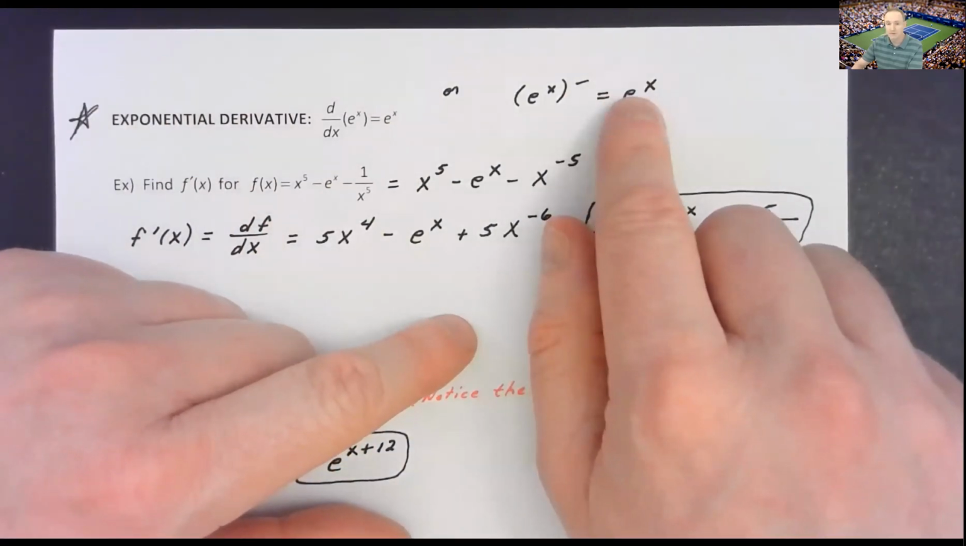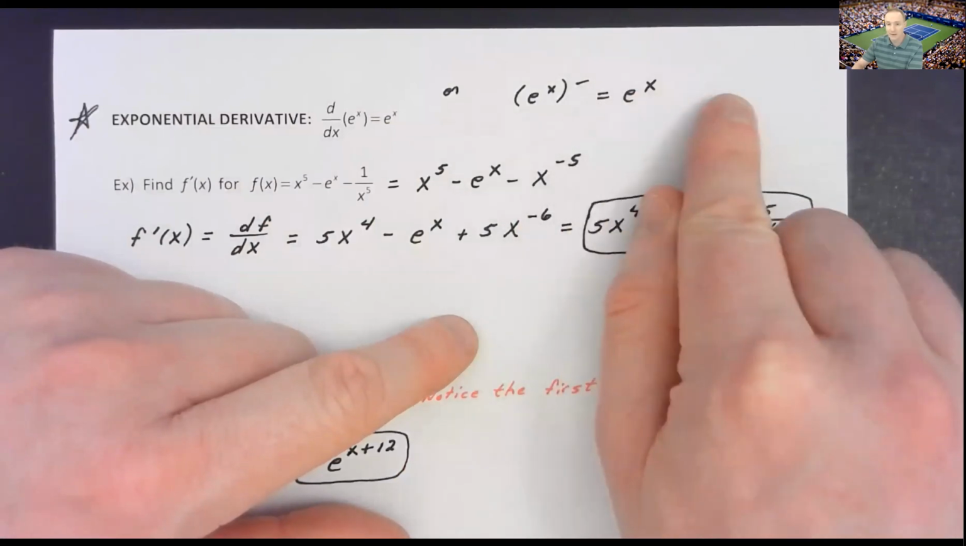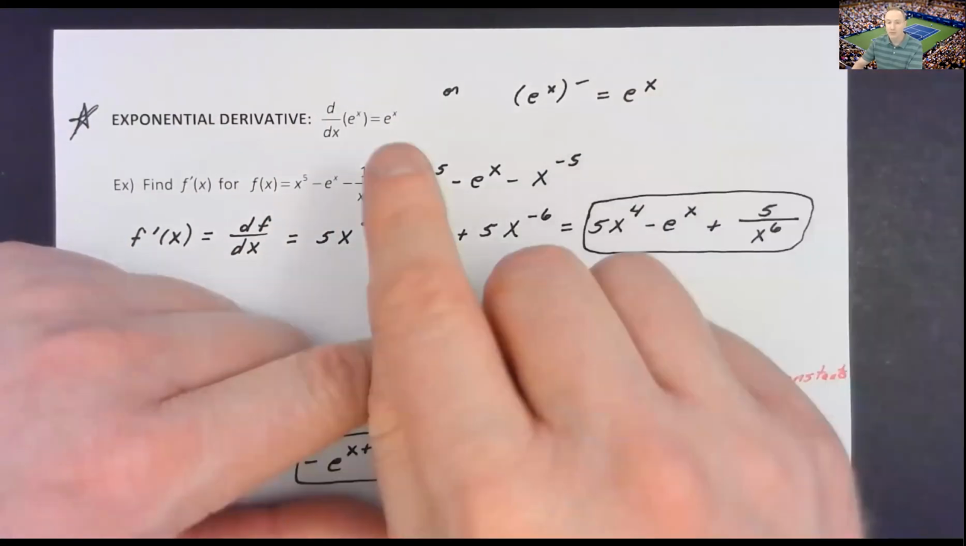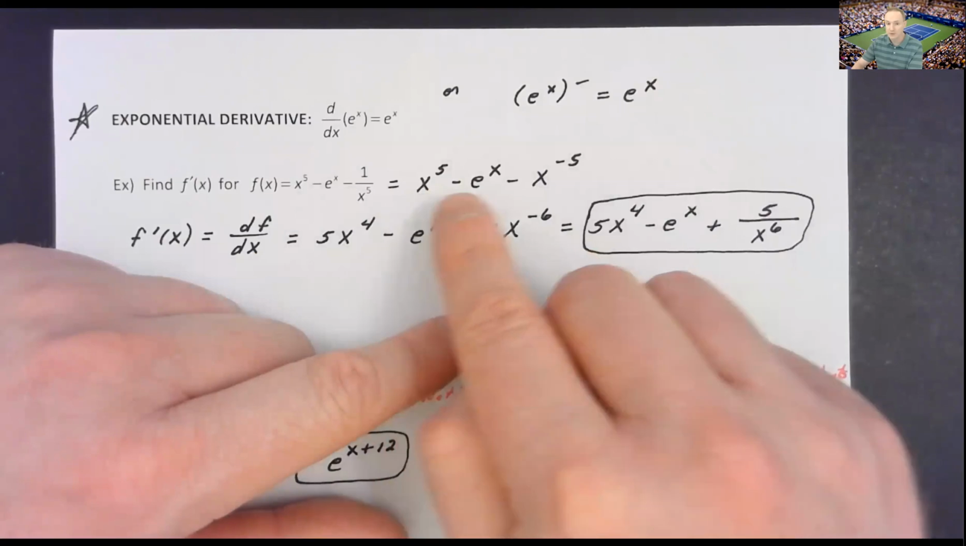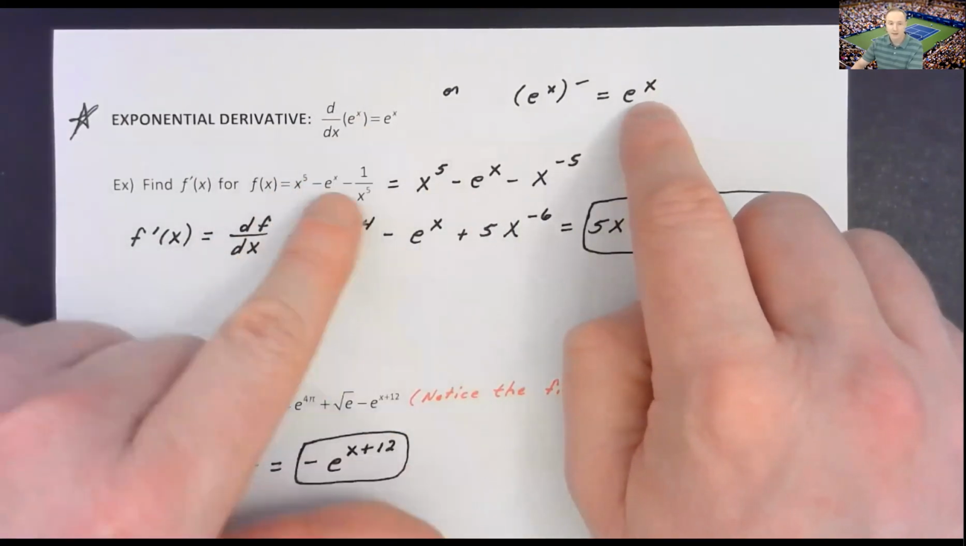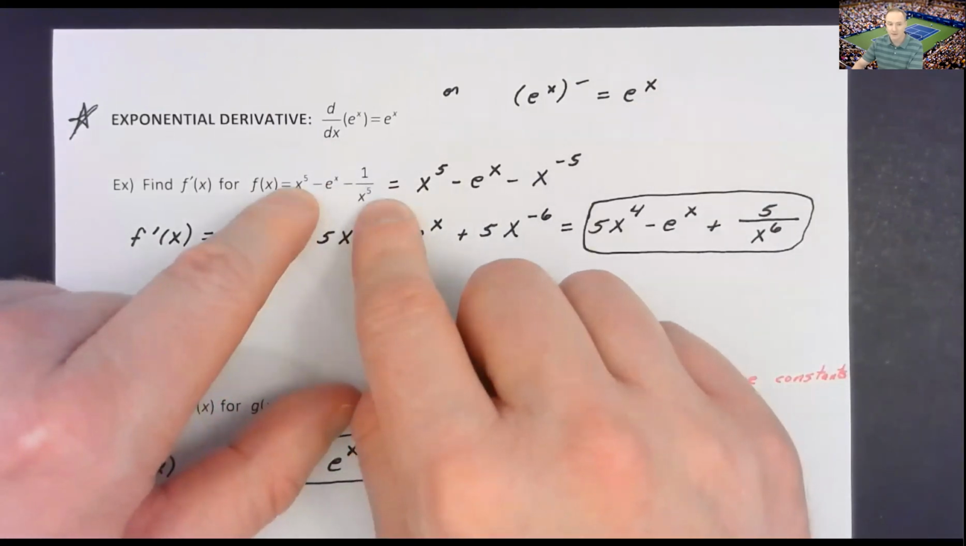Please do not be the student that says, well, is the derivative of e to the x, x times e to the x minus 1? No, that would be horrible. Doesn't work. Power rule only applies to power functions, not exponential functions. So now, just to make sure that you got that straight, I put a problem that involves both power functions and exponential functions in it.